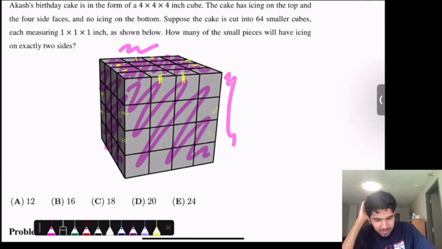I'll try to draw the edge that goes here, right? The cube looks something like that in the back. And we're talking about this edge here, like these 2 edges. So there's 2 back there as well.